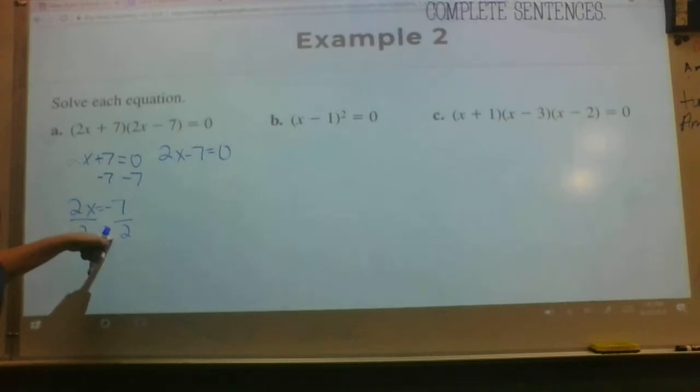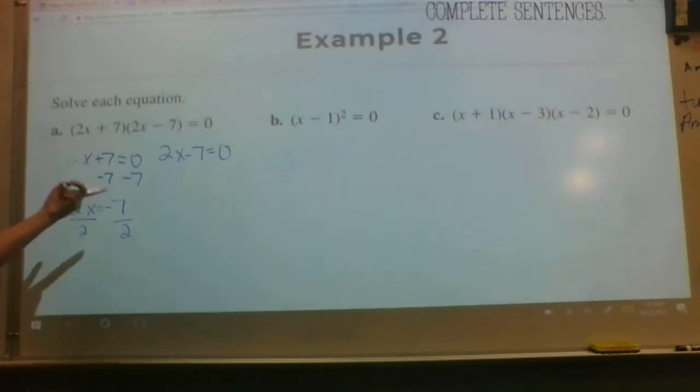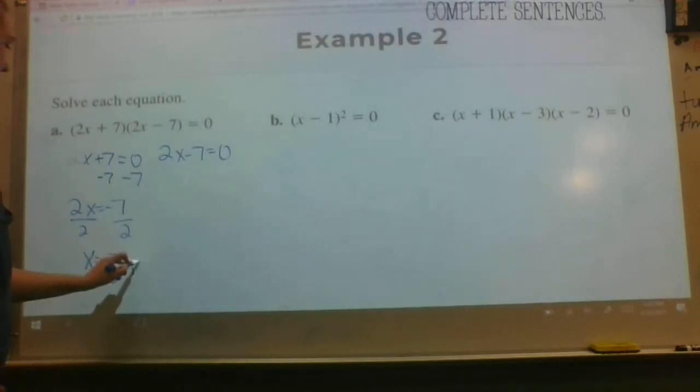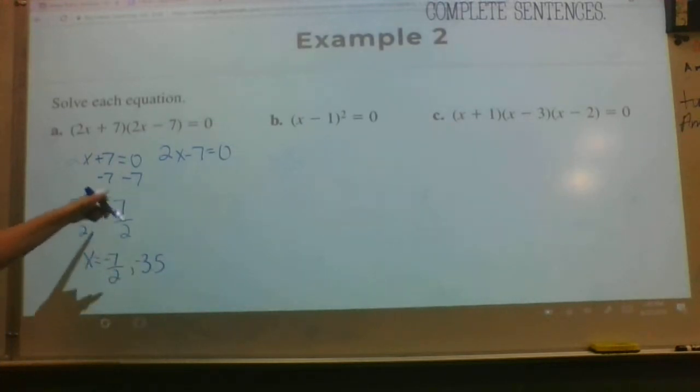I don't know how many times 2 goes into 7. Well, I do, but maybe you don't, which means that's fine. You can just leave that as the answer. If it's not divisible, you can leave your answer as negative 7 halves. Or if you want to change it to a fraction or into a decimal, that would be negative 3.5. These are the same thing. Okay.